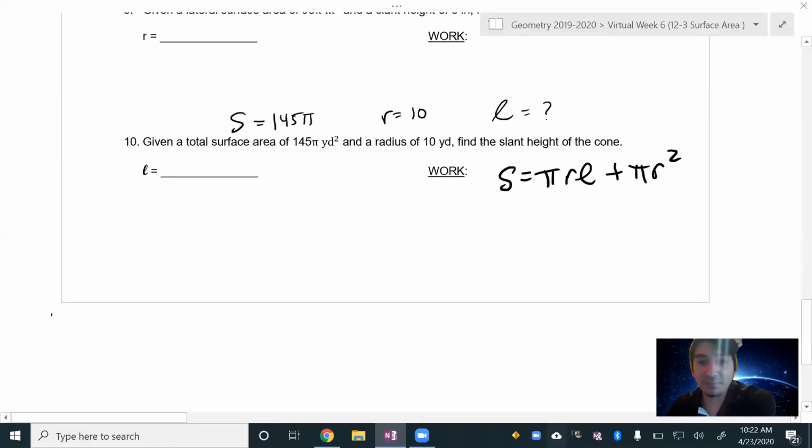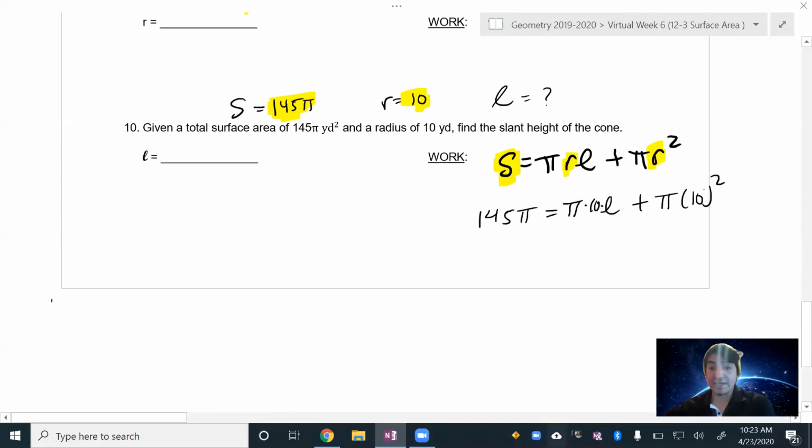Okay, so let's plug in what we know. I know that I have S, which is going to be here. I know that I have 10, which is going to be my R. And so from here, my S is 145 pi, and then you also have pi times 10 times L plus pi 10 squared. Now, here's the thing. If I have pi in each one of these parts, then I can eliminate it because they're all shared. So eliminate it, eliminate it, eliminate it. So I have 145 equals 10L plus 10 squared.